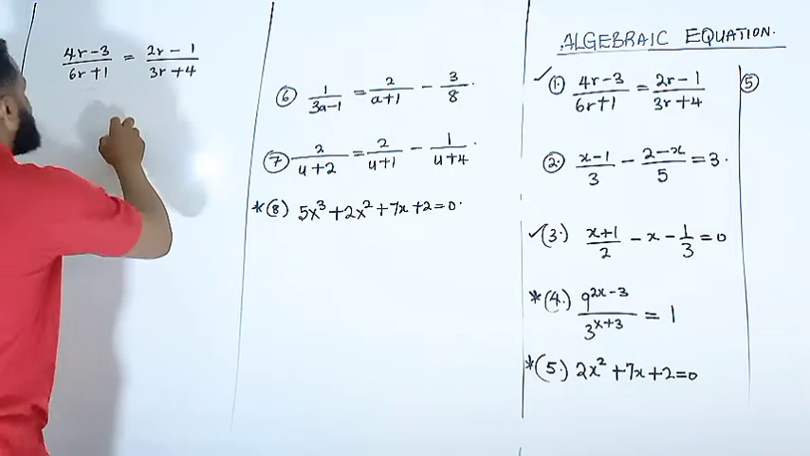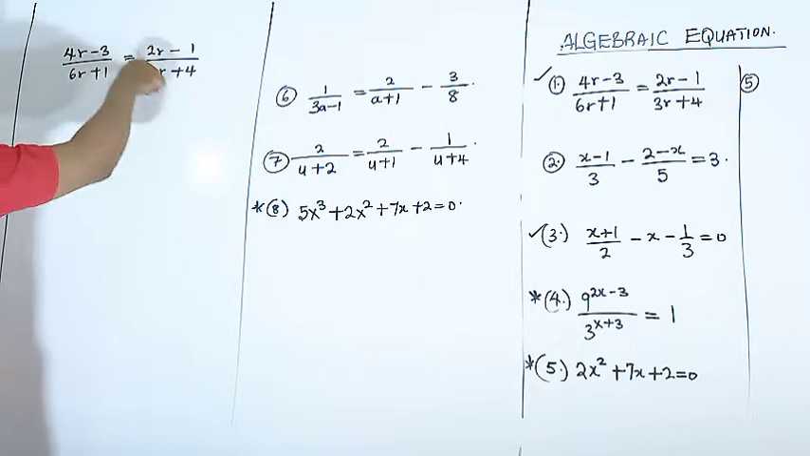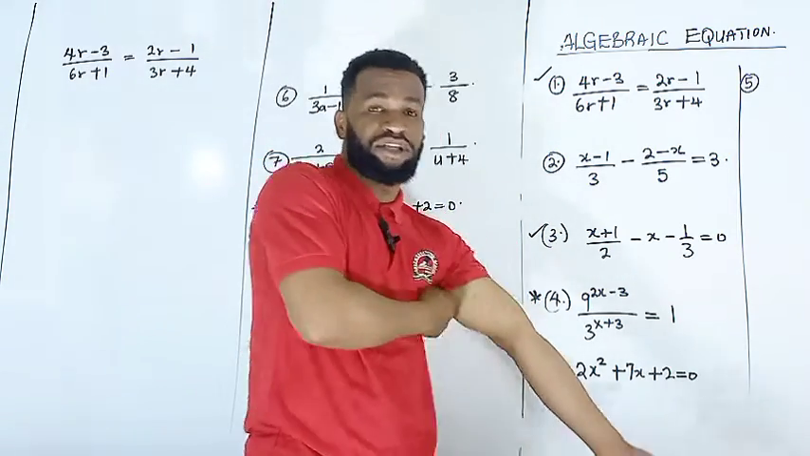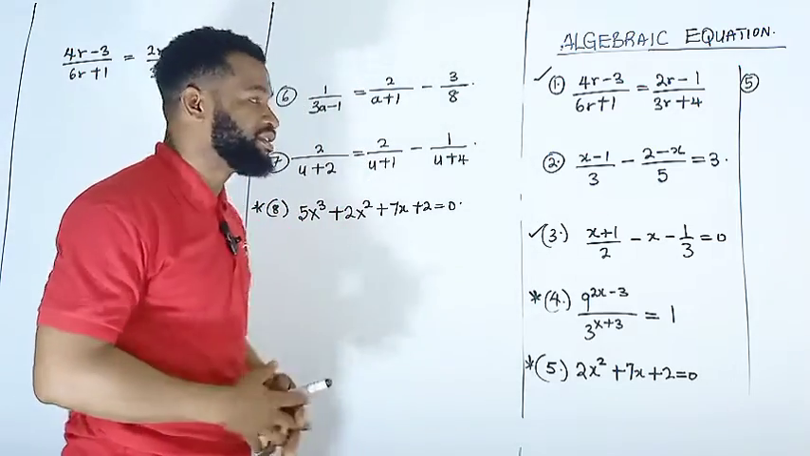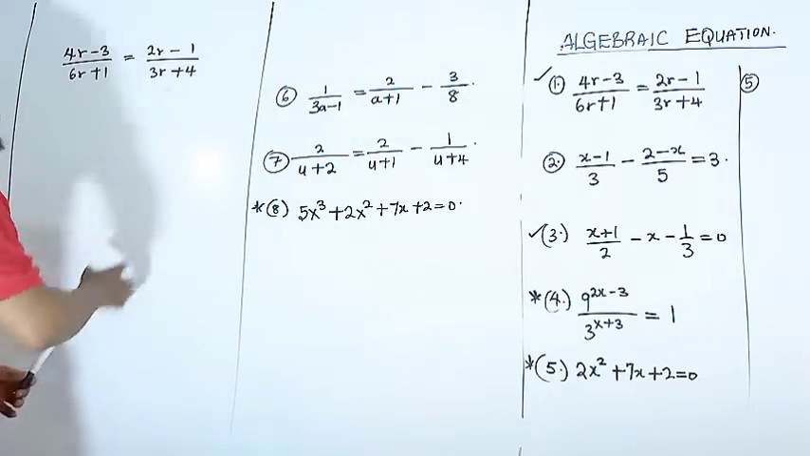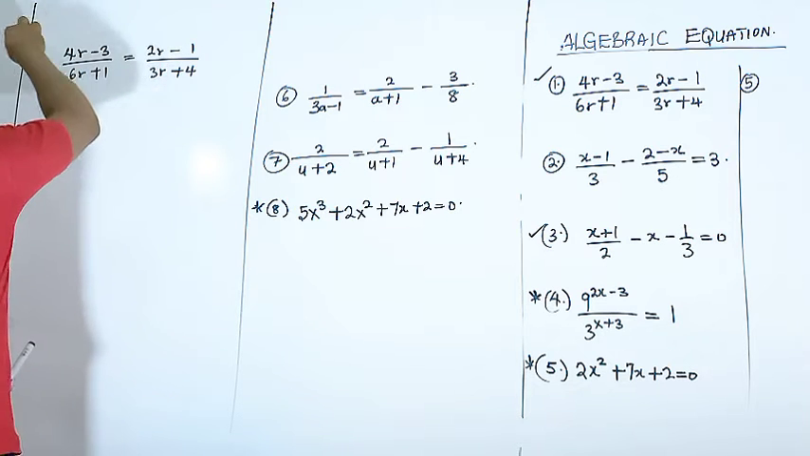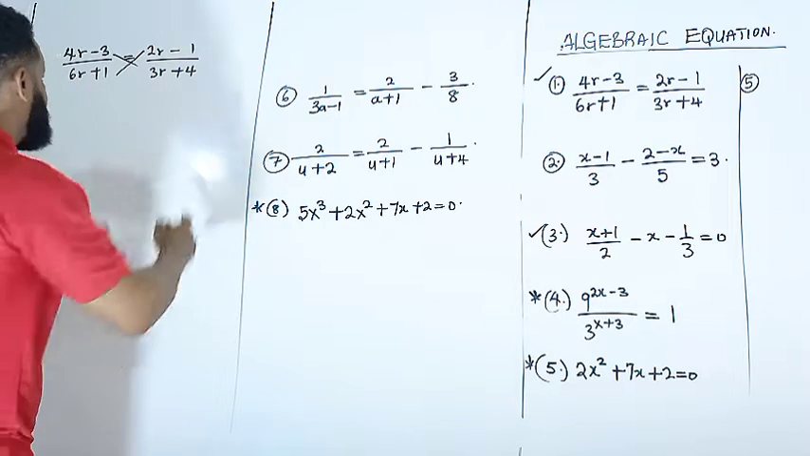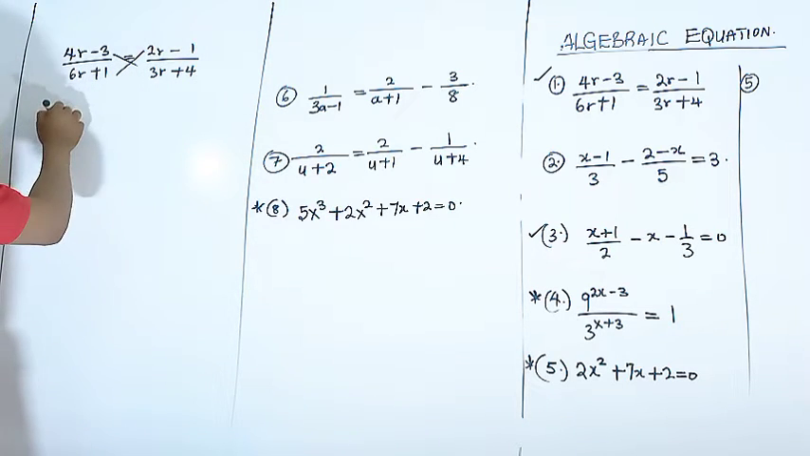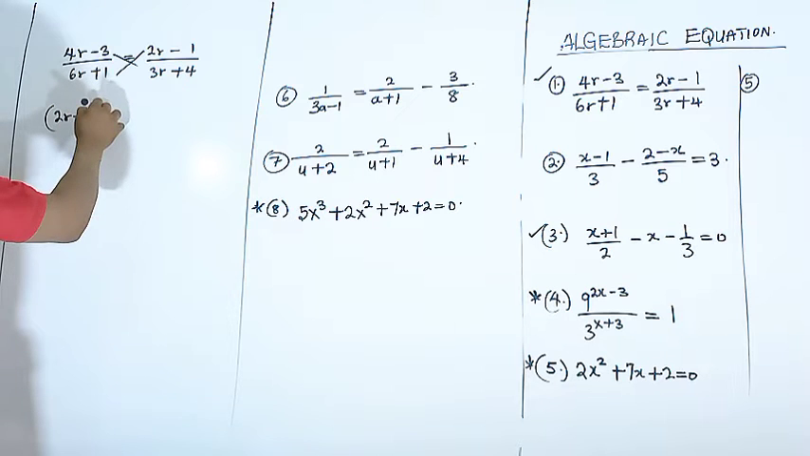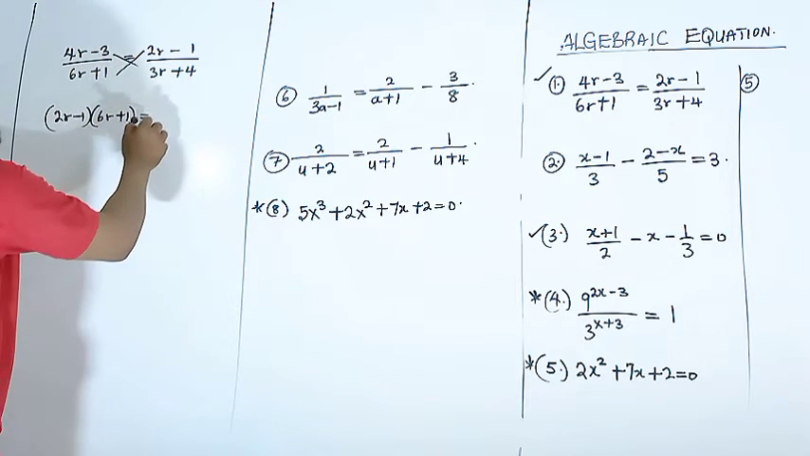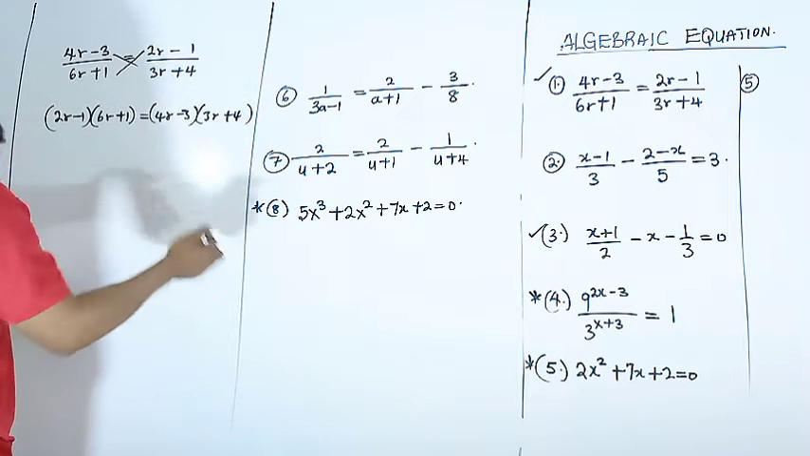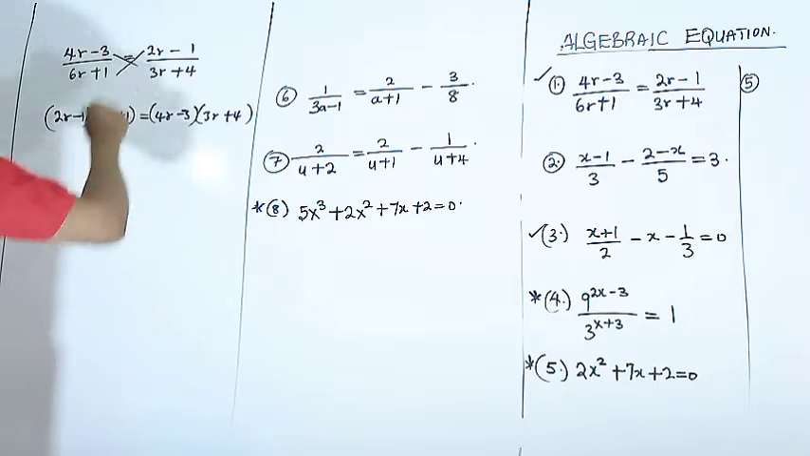I know that when they multiply, this will multiply this and this will multiply this. People call it cross multiplication, and I don't know what that means. That is what people like to say. But what it simply means is you are multiplying this side with the LCM and you are multiplying this side with the LCM. So at the end, what you have is the same thing that people do. Let's do it for the sake of the space and video. So we have (2r minus 1)(6r plus 1) equal to (4r minus 3)(3r plus 4). So this multiplied by this and this multiplied by this.